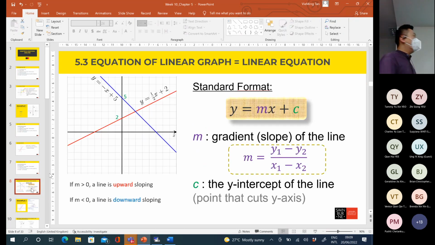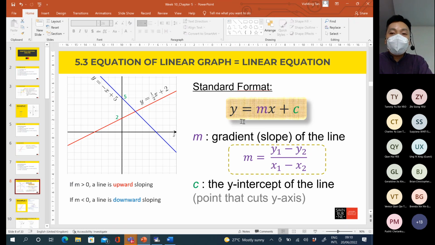Then how do we know an equation is a linear line? Usually a linear line has a standard format, which is y equals nx plus c. The y is the dependent variable, a variable whereby the value depends on other variables, such as x. And x is the independent variable, the variable whereby the value does not depend on others. It's independent. So that is x.